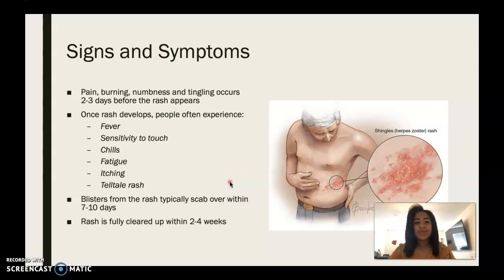Once the rash does appear, people experience fever, sensitivity to touch, chills, fatigue, itching, and the telltale rash on one side of the body. When the blisters do form, they fill with a clear liquid, but once they start to heal, they become cloudy and then eventually scab over within 7 to 10 days. The rash is fully cleared up within 2 to 4 weeks.